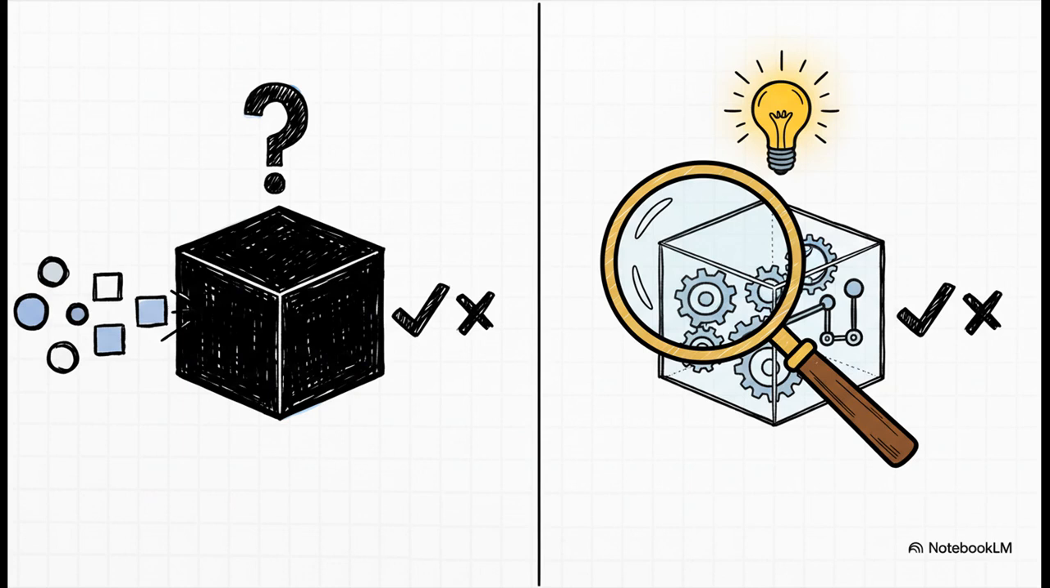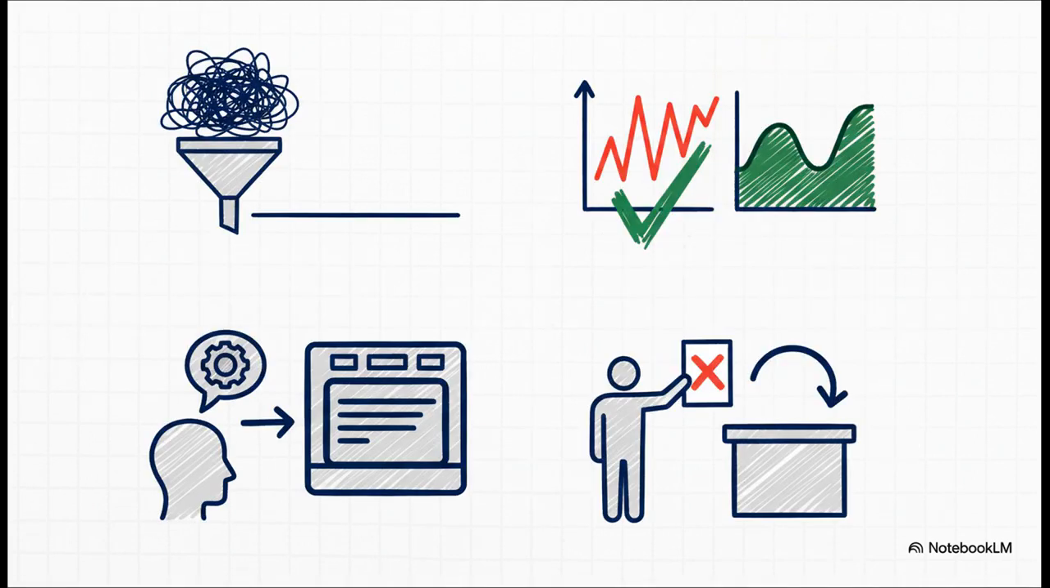For way too long, we've just kind of accepted these black box models, where we put data in, a decision comes out, but we have absolutely no idea why. In high-stakes situations, that is just not good enough. We have to be able to understand and, more importantly, justify how a model reaches its conclusions. So how do we do that?